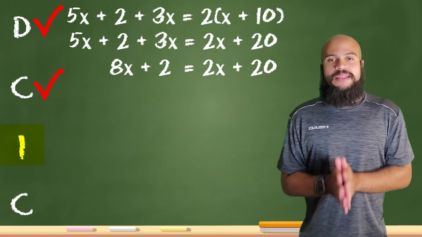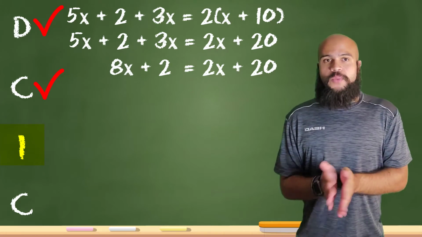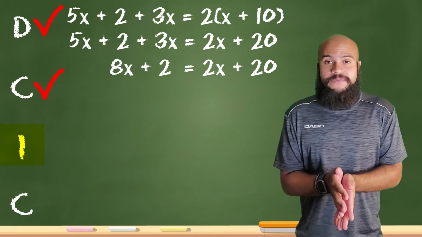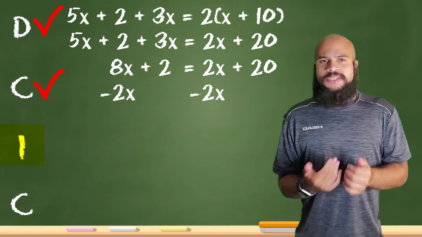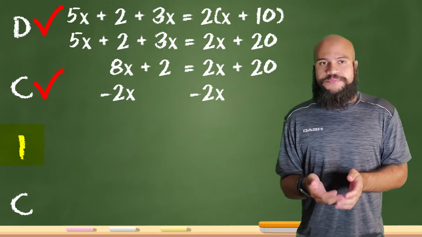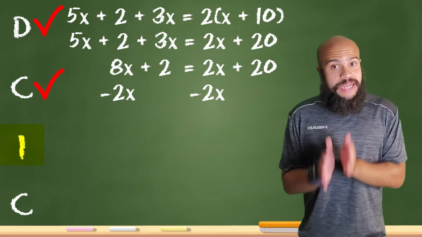But since I've decided in this case to move all my variables to the left, I need to get rid of the 2x from the right side of the equation. Since the 2x is positive, I'm going to get rid of it by subtracting 2x from both sides, just like I did when I went over the one-step or two-step equation videos.